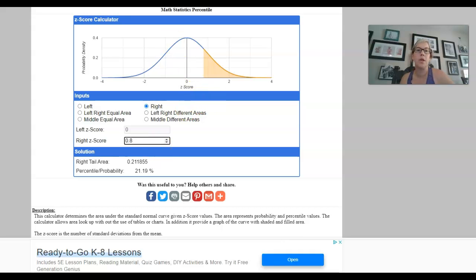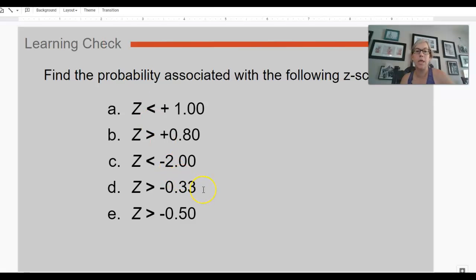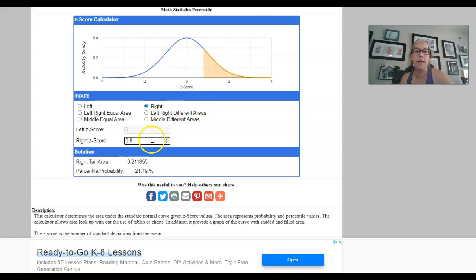Okay, let's go ahead and do letter D. So this is asking for a z greater than negative 0.33. So I'm going to have the z on the negative side below 0, and I'm wanting above that area. So I'm still using the right side, but now I need to put in negative 0.33. So again, it's shading that area because I'm going past this 0.